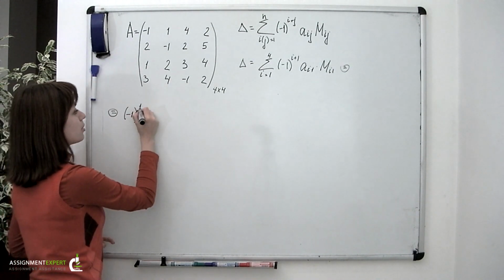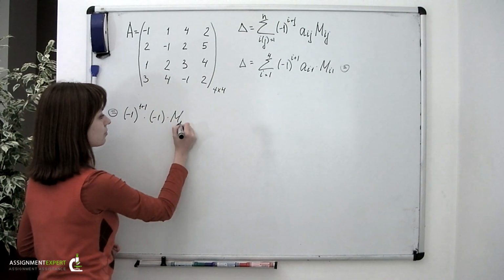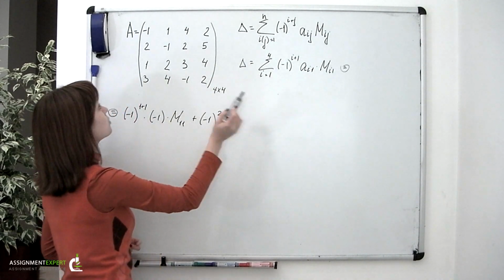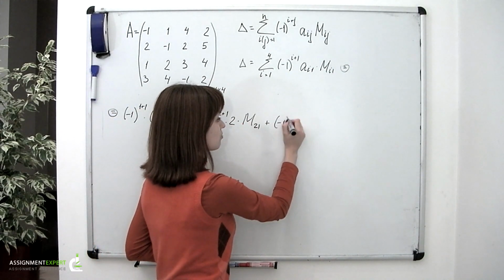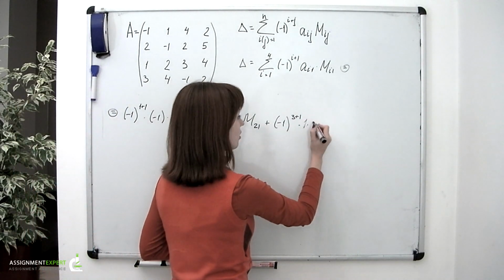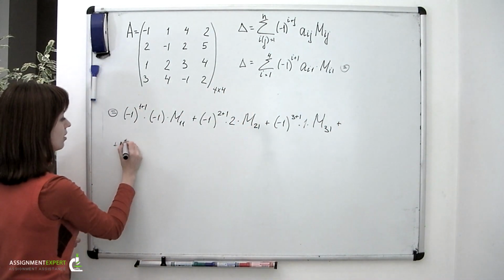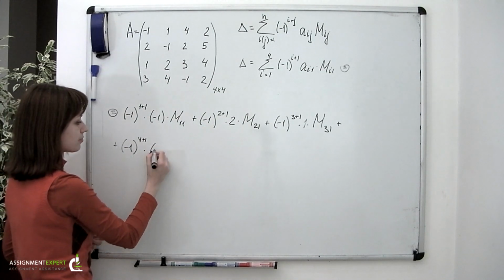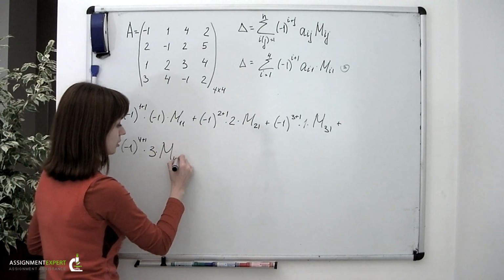Again, -1 to the power of 1 plus 1 times -1, which is a sub 1,1, times m sub 1,1, plus -1 to the power of 2 plus 1 times a sub 2,1, which is 2, times m sub 2,1, plus -1 to the power of 3 plus 1 times a sub 3,1, which is 1, times m sub 3,1, and plus -1 to the power of 4 plus 1 times a sub 4,1, which is 3, which doesn't need any brackets, times m sub 4,1.